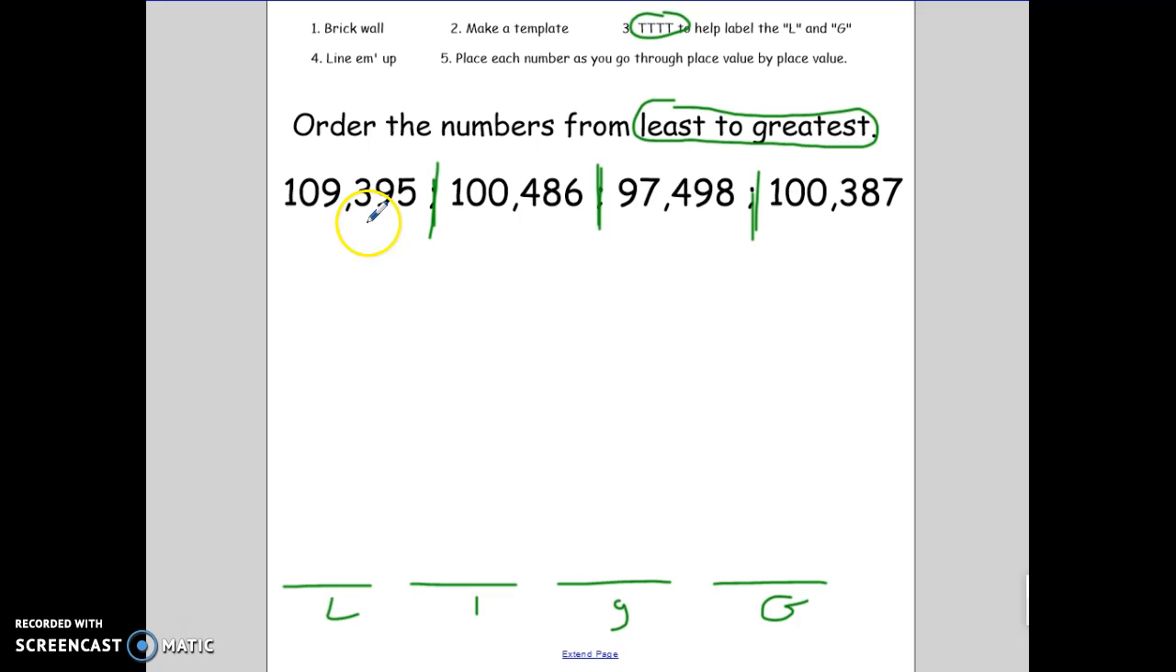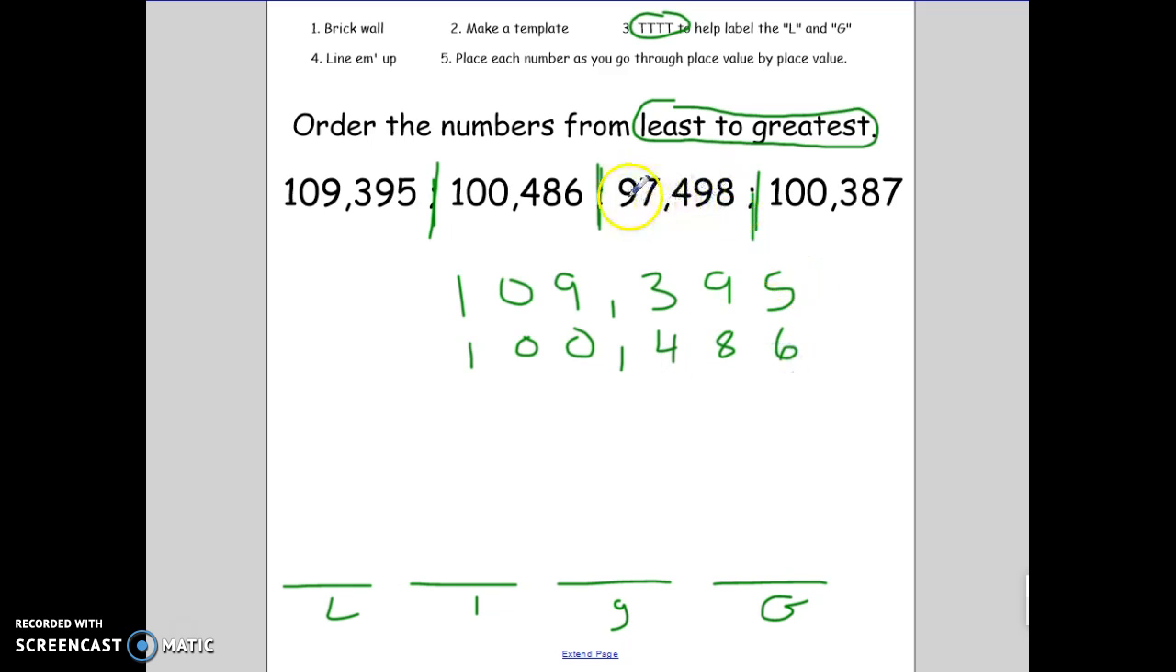Let's go ahead and line them up. So I'm going to start with this first one. And I'm going to kind of space these out a little bit so it's easier for me to write. Nice and spaced out. I notice this is another 6-digit number, so that shouldn't be too hard for me to fill in and line up place value by place value directly underneath the other one.